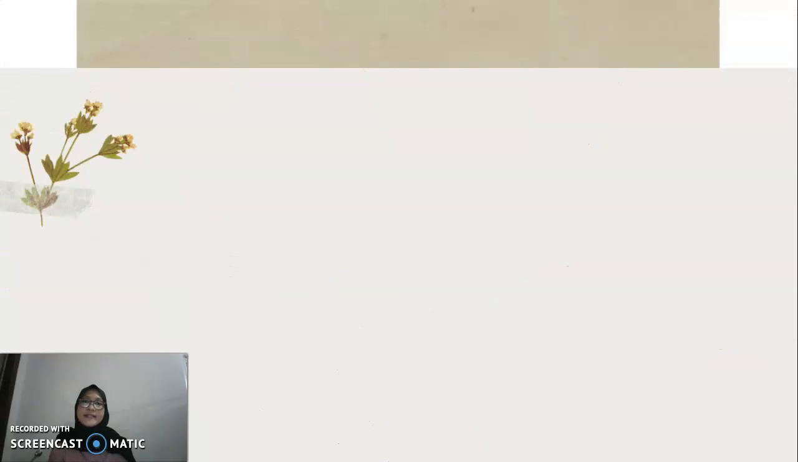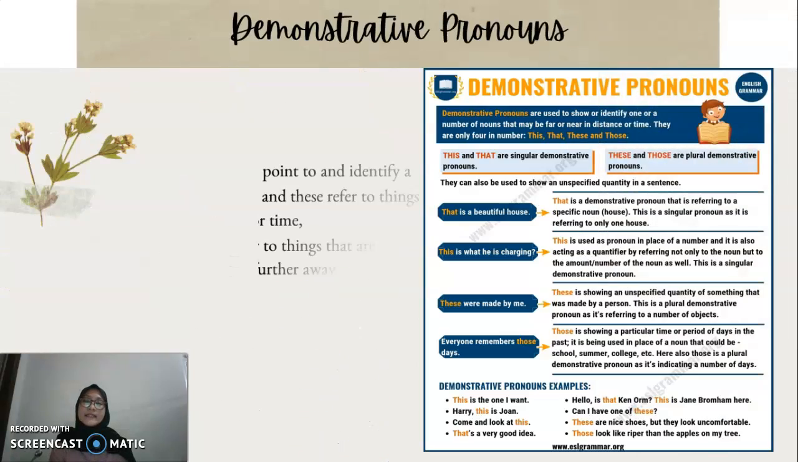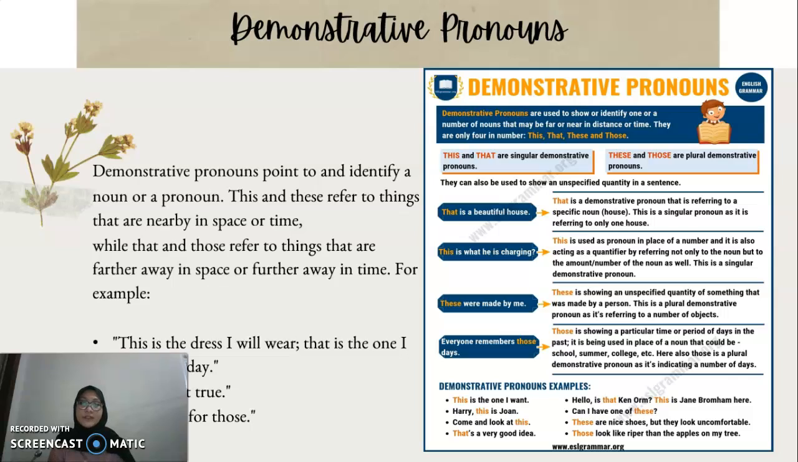Next is demonstrative pronouns. Demonstrative pronouns point to and identify a noun or a pronoun. This and these refer to things that are nearby in space or time, while that and those refer to things that are further away in space or further away in time.